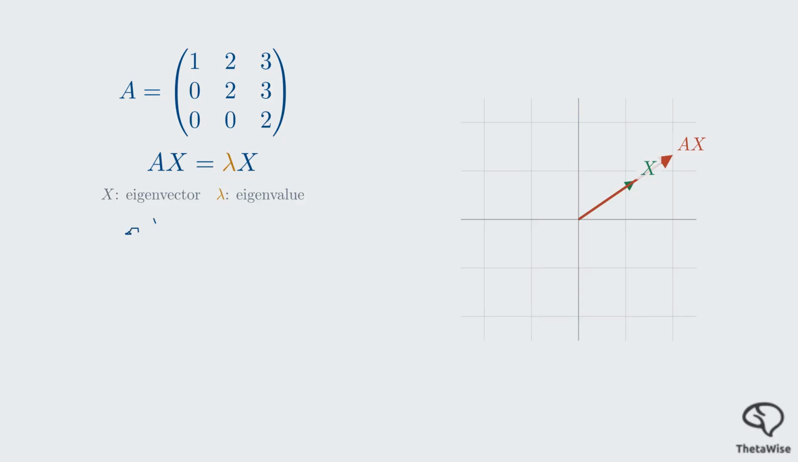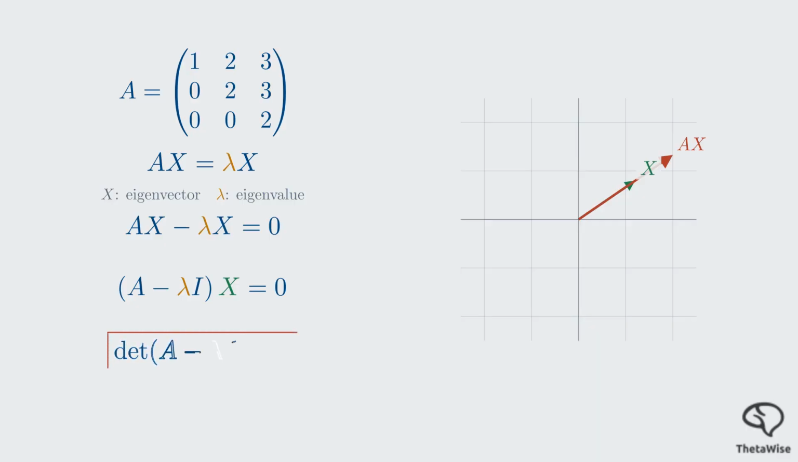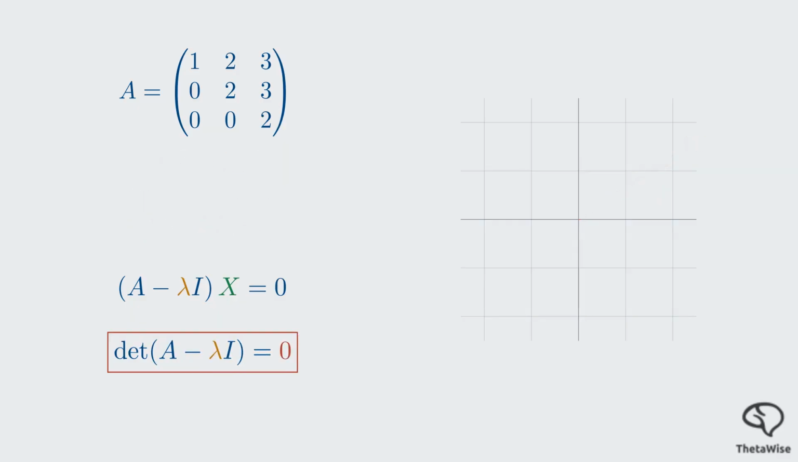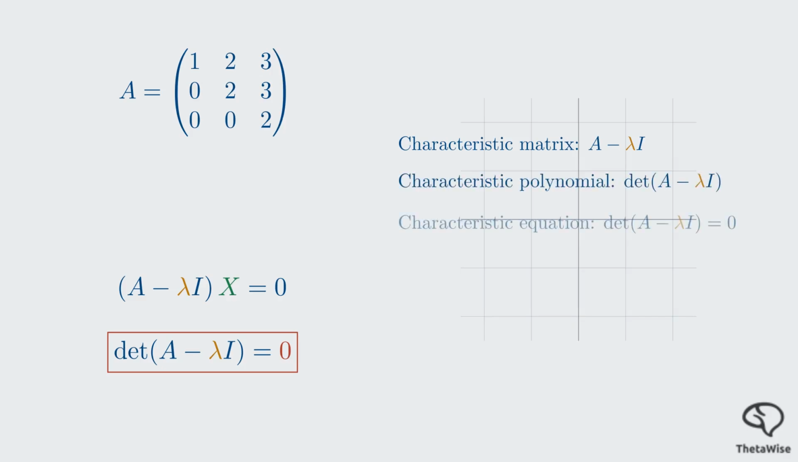Moving the right side to the left gives AX minus lambda x equals 0. Because x equals Ix, we factor the expression as (A minus lambda I) multiplied by x equals 0. A non-zero solution exists only when A minus lambda I is singular, therefore its determinant must vanish. The matrix A minus lambda I is called the characteristic matrix. Its determinant, viewed as a polynomial in lambda, is the characteristic polynomial. Setting that polynomial equal to 0 gives the characteristic equation.